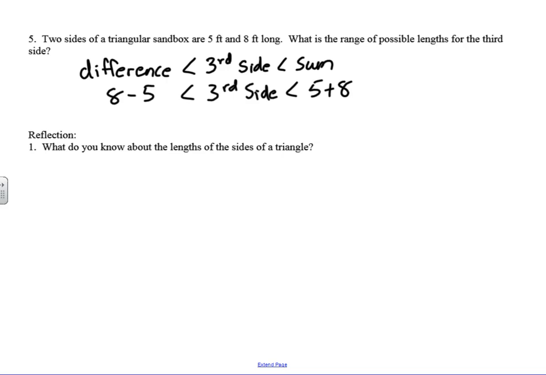So the difference would be 3. The sum, 5 plus 8, would be 13. So the third side has to be between 3 and 13. It can't equal 3 and it can't equal 13. It's got to be between those two.